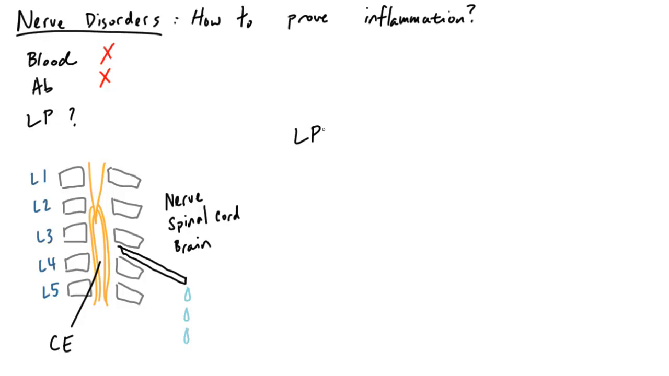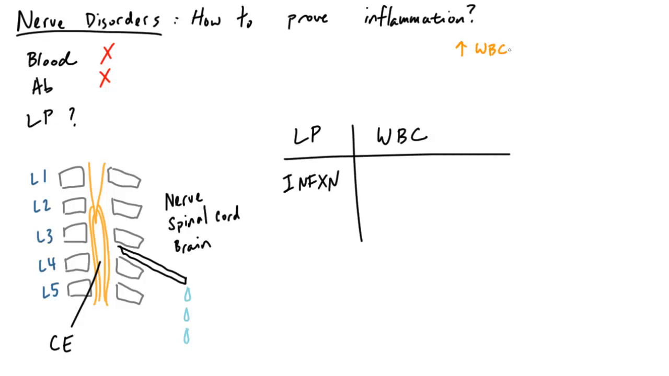Well, some of the things that we get on an LP, right? White blood cells, protein, glucose, culture, a lot of things, right? So what do those things tell us about inflammation? Well, white blood cells tell us about infection, right? Leukocytosis in the systemic circulation and the serum is a sign of infection. So elevated white blood cells tells us about infection, less commonly malignancy. So that doesn't tell us about inflammation.